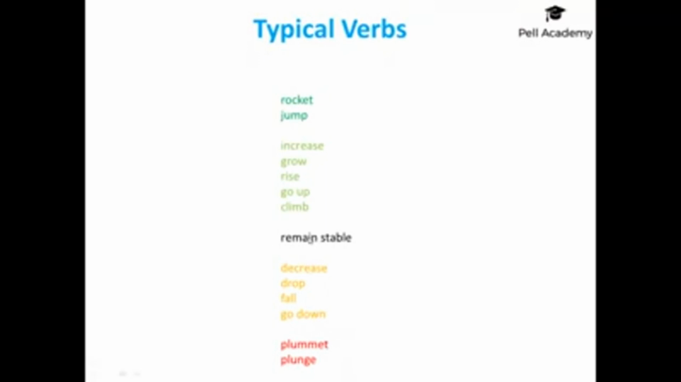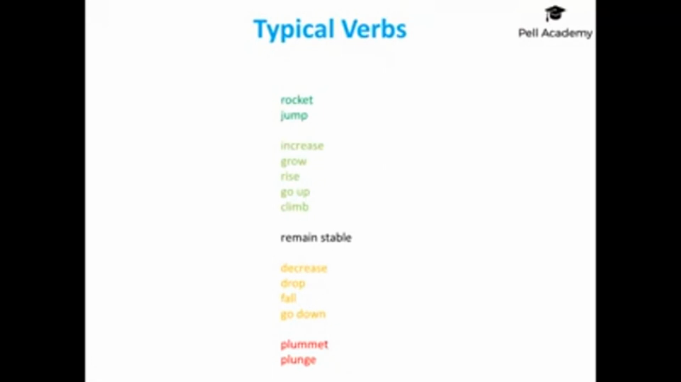Then remain stable is in the middle to divide up, and remain stable is just pretty much a straight line right across a line graph. So those are going up, those are going down, those are going up a lot, those are going down a lot. The ones in light green and orange, you'll use in pretty much every graph and chart essay. They're very valuable to have that variety of language so that you're not restricting your vocabulary score.